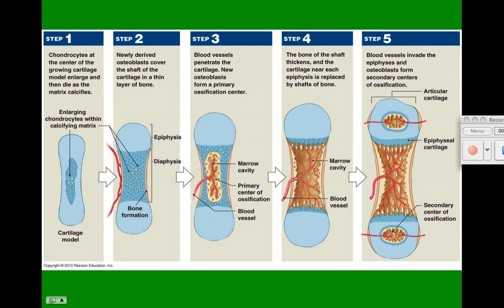And then you can see here in step 5, we get the center area starting to calcify. So we have the epiphyseal cartilage, we have a layer of bone underneath, and then we have some more bone on top.